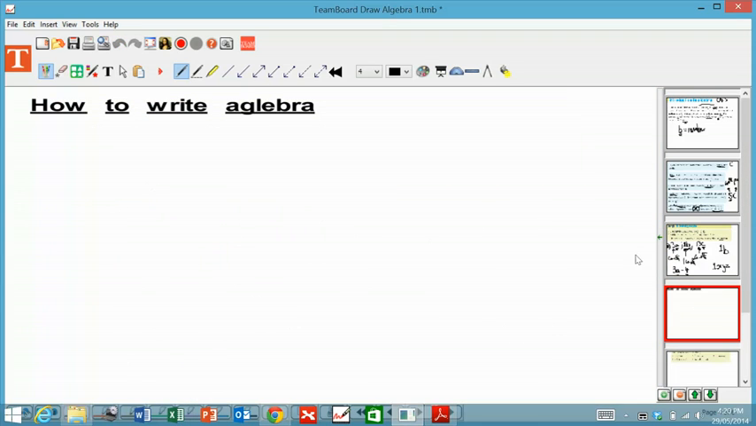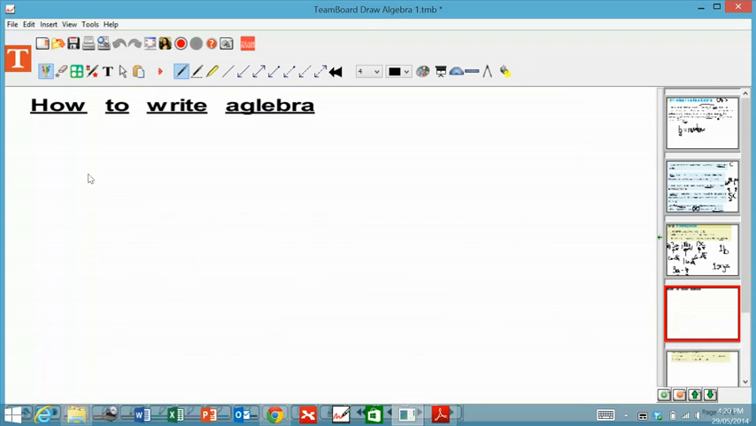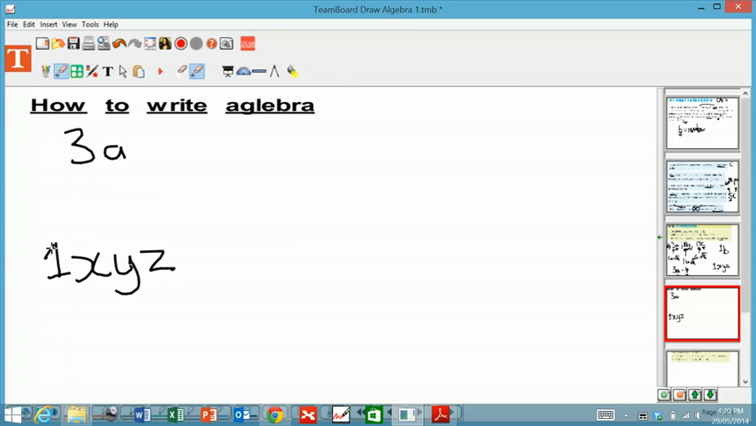Okay, how to write algebra. So a couple of things. I'm going to take this 3a and this 1xyz actually. Now in algebra you don't normally write the 1. Okay, you would only write xyz in that. So actually what I might do is I want to get rid of my 1. So to make this a little bit easier, I'm going to write 4xyz.